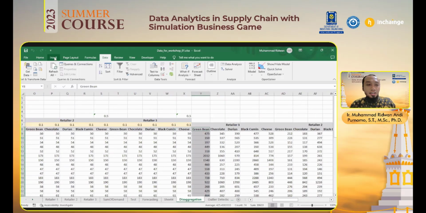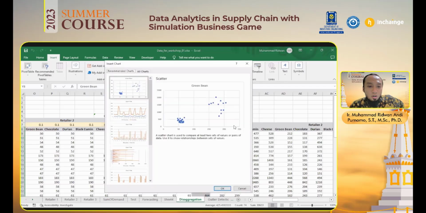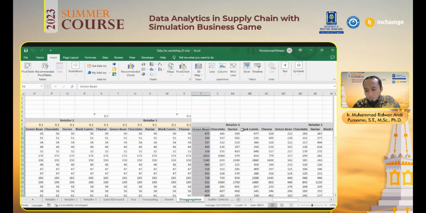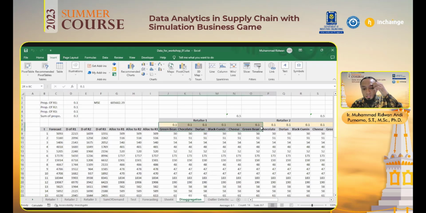Okay, insert, and then we go to the recommended chart, and then, oh, because I already changed the value. I'm sorry, so I need to go back first. Oh, sorry, because I already changed this value. So this is not the best value. But you can test at home. After we optimize, we get the best value.